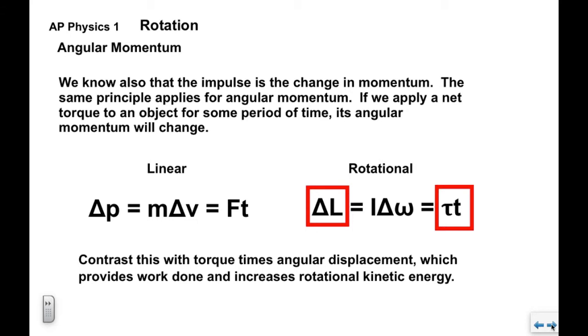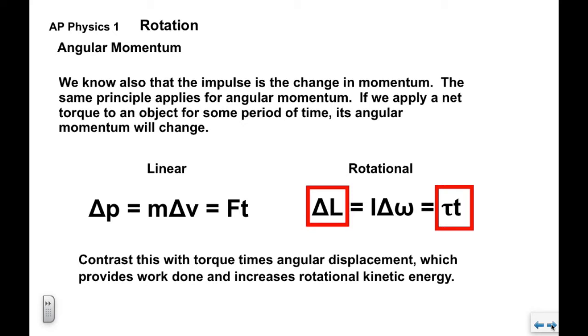Okay, now we're also familiar with the linear impulse. We called it delta P, the change in the momentum. We have a couple of formulas for that, m times delta v and F times t. If you apply a force for some particular period of time, that will tend to change the linear momentum by an amount equal to m times delta v.